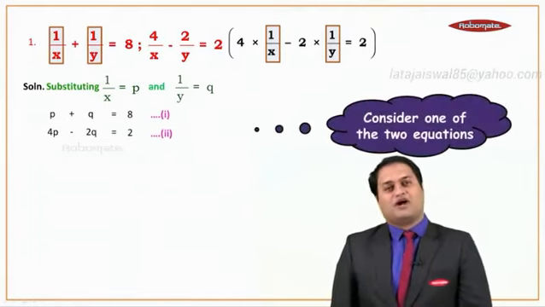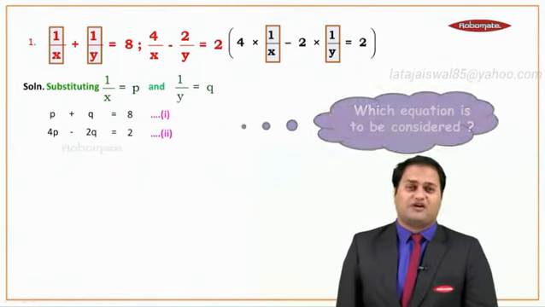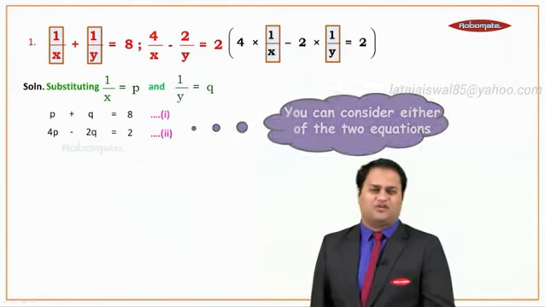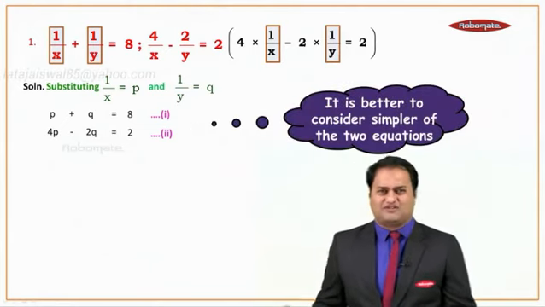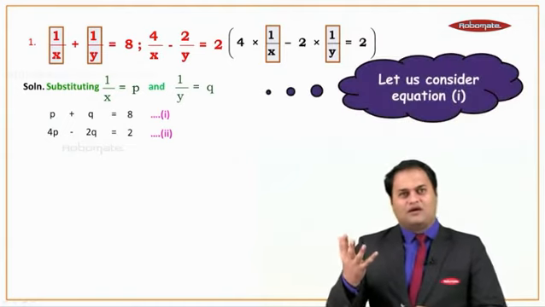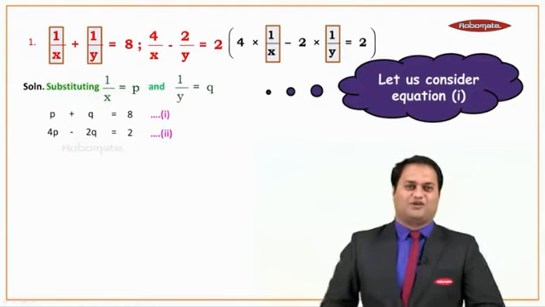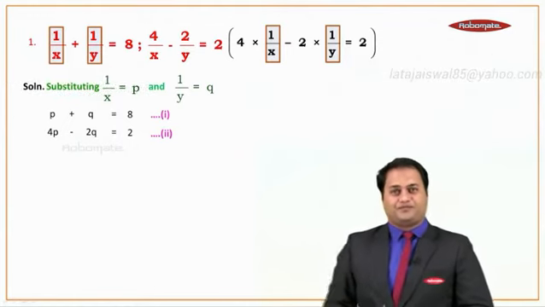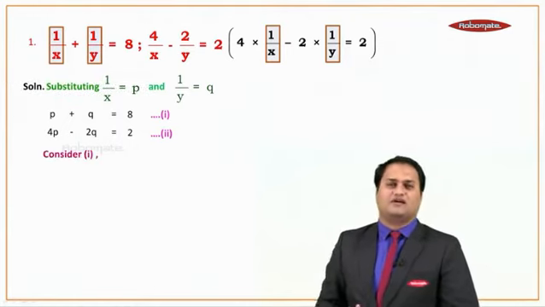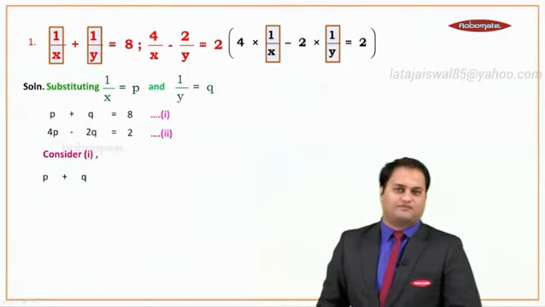Now what do we do? Consider one of the two equations. Which equation are we supposed to consider? Whichever is simple. You can consider any of the two equations, but it is better to consider the simpler of the two equations. Here, let us consider equation number 1 because that is definitely looking simpler of the two equations. So let's consider equation number 1, p plus q is equal to 8.